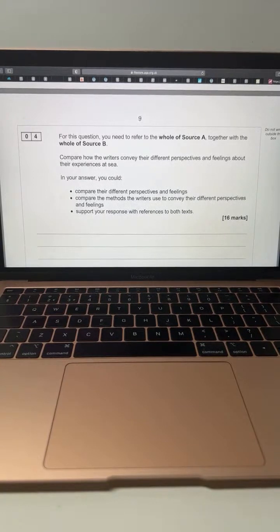I'd say pace, dialogue, and sentence structure count. Yeah, so dialogue, exactly. So that would fall under methods. Okay, so if you want to look at the dialogue and the sentence structure, that's completely fine, because that does cover the writer's methods in showing their perspectives and viewpoints. I hope that answers your question in regards to question 4.